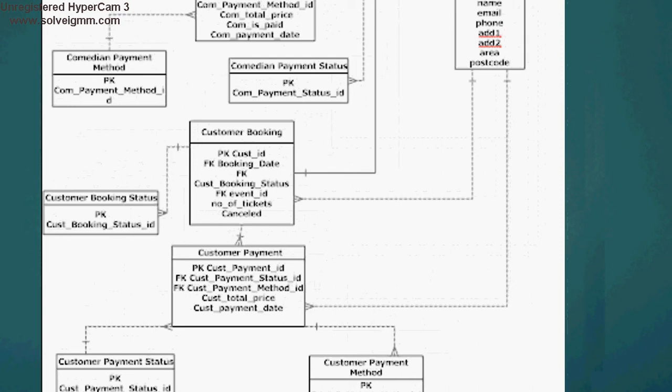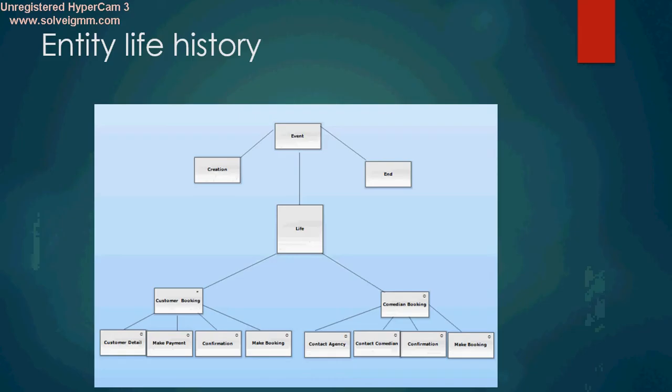Okay, moving on to entity life history. So the order of the boxes indicates a sequence. Events must occur in the sequence. So down here you would have the selection. So the O in the box indicates alternatives or multiple options.